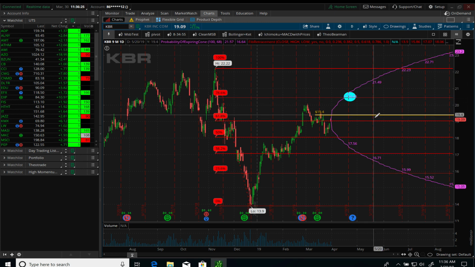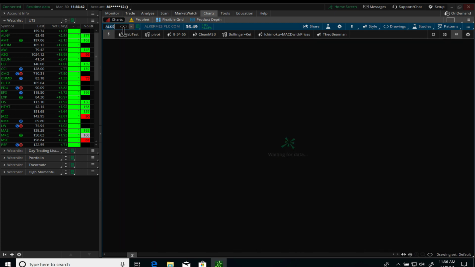So you could be buying something like a 20, 2150 call spread if one exists, right? This way, you have a very clear idea as to why you would choose a particular strike price. So hopefully this helps. Now let's go back and look at ALKS.